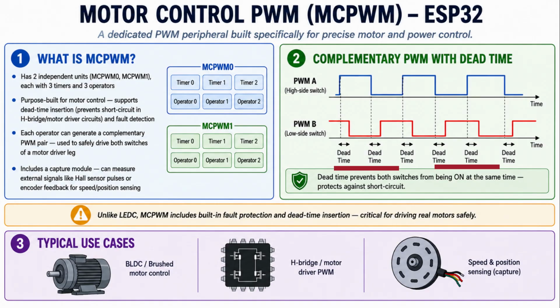Why do we need dead time? Imagine we have a high side switch and a low side switch. We never want both switches to turn on at the same time. If they do, we could create a direct short circuit through the power stage. So, MCPWM inserts a small delay between turning one switch off and turning the other one on. That delay is called dead time. So, when you are dealing with actual motor control, H-bridge, BLDC motors, or position and speed feedback, motor control PWM becomes much more appropriate than a general purpose PWM peripheral.